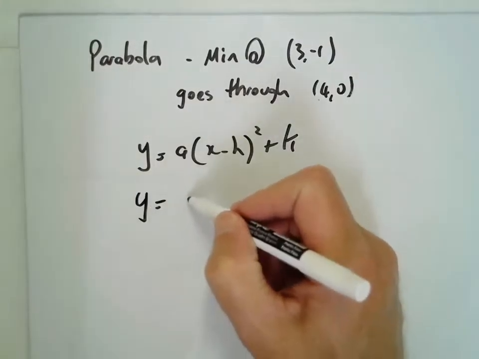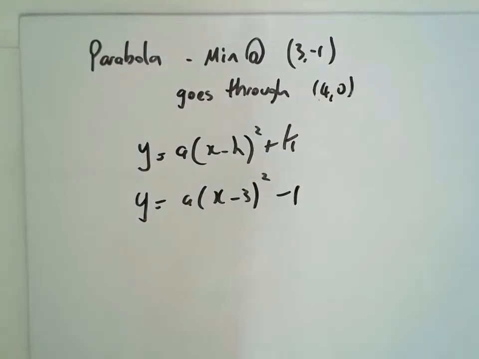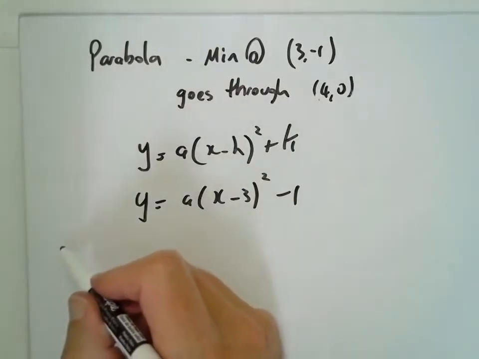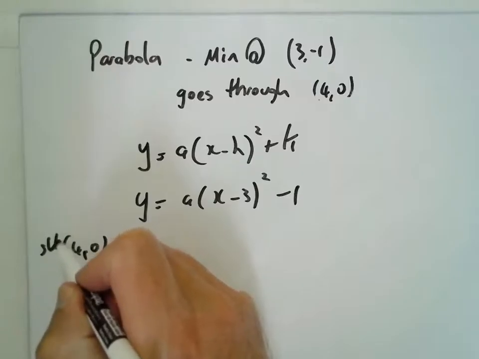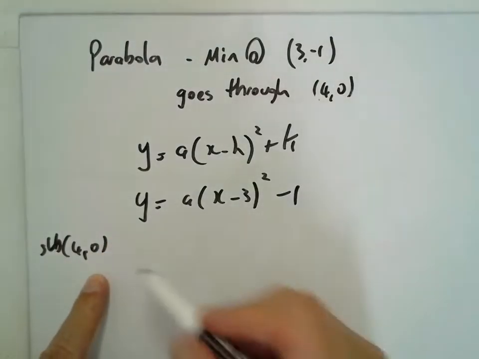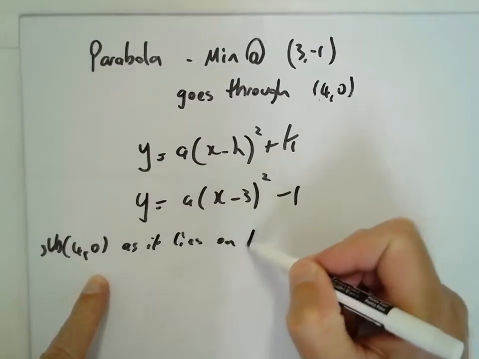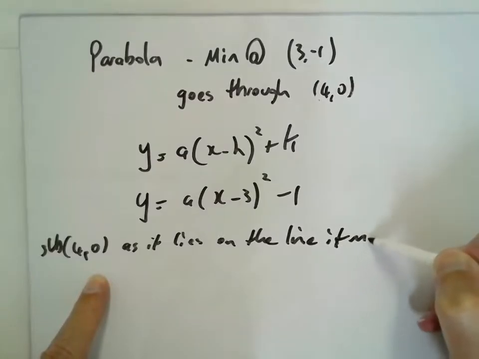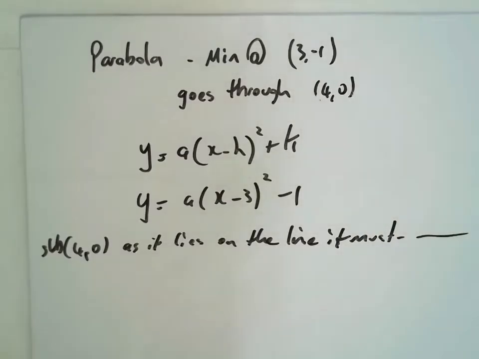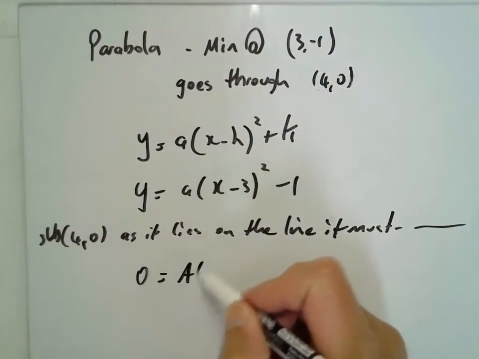So we have y equals a(x minus 3) squared minus 1. And then we're going to sub in the point (4, 0), as it lies on the line. It must satisfy the equation. Excellent, I'm wanting an A for communication. So at (4, 0), when x is 4, y is 0.